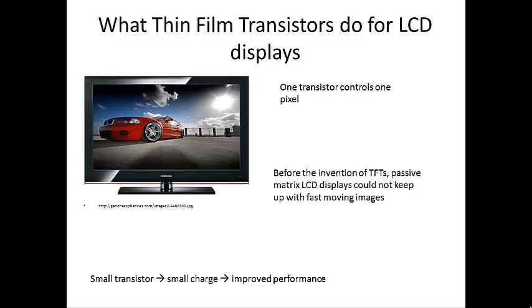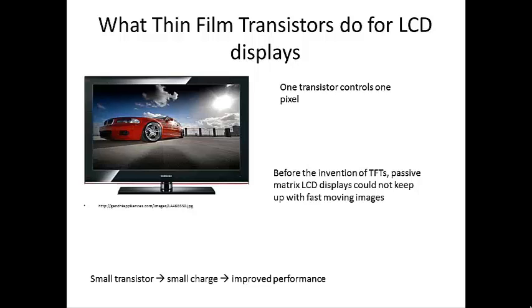Before the addition of TFTs to flat panel displays, the picture on the screen oftentimes could not keep up with fast-moving images. As transistors shrink, their performance improves because less charge is required to turn the transistor on, which means that the smaller we shrink down TFTs, the better our flat panel displays can become.